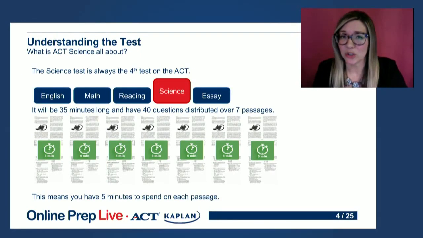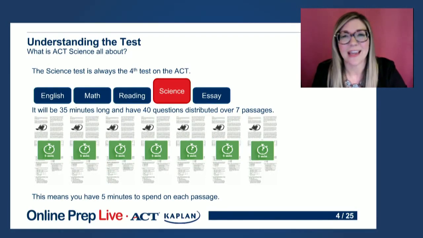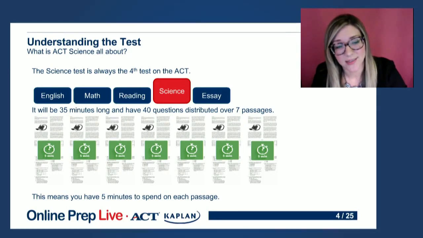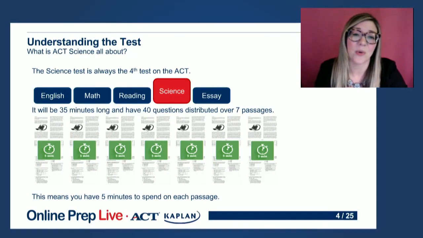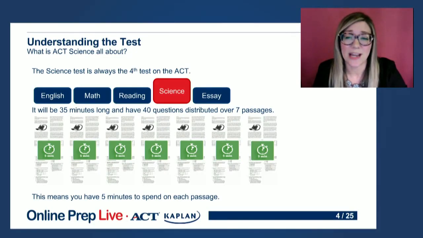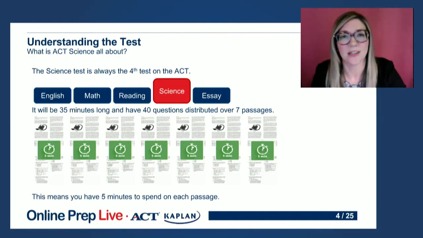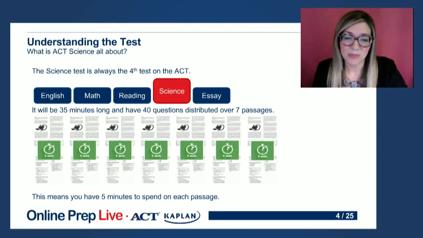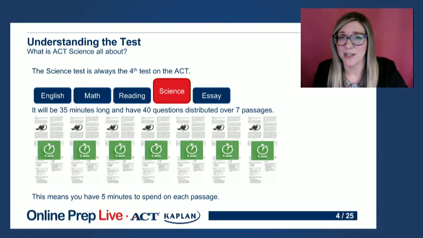So let's take a quick look at what the structure of the test looks like and how the ACT science test fits into that. So it's always going to be the 4th thing you see on the test. This test itself is going to be 35 minutes long, and you're going to have 40 questions. Now, these 40 questions are actually going to be spread out over 7 passages. So some of you guys might be slightly worried about time, but I want to go ahead and reassure you that if you manage your time correctly, you will be okay. So ultimately, this is going to break down to about 5 minutes per passage.